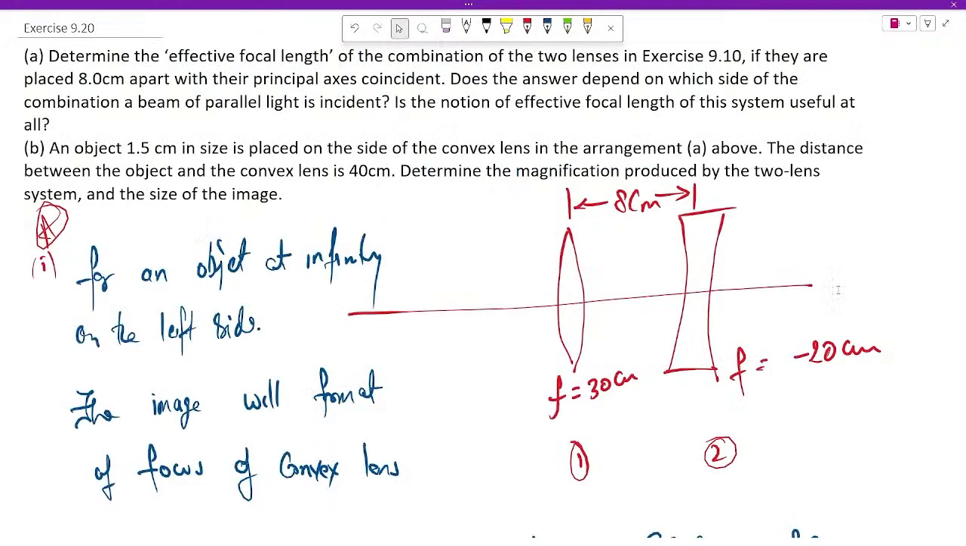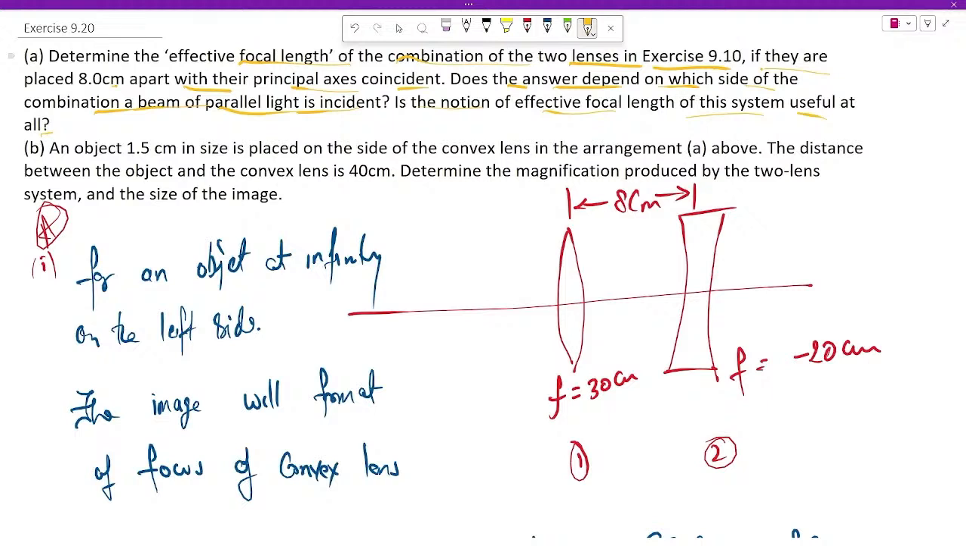The question says: determine the effective focal length of the combination of the two lenses in exercise 9.10 if they are placed 8 centimeter apart with their principal axis coincident. Does the answer depend on which side of the combination a beam of parallel light is incident? Is the notion of effective focal length of this system useful at all?